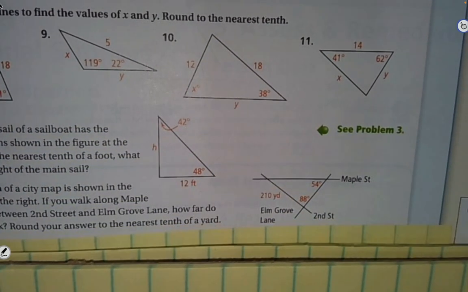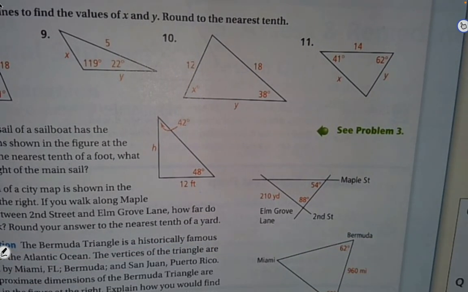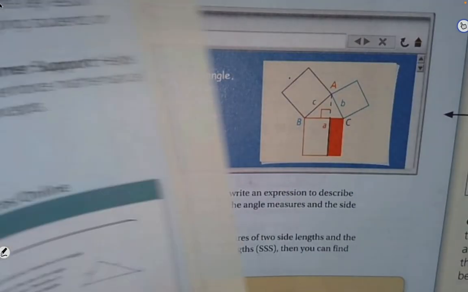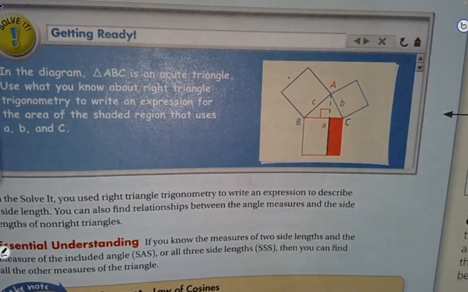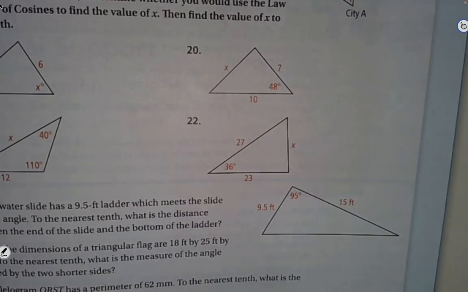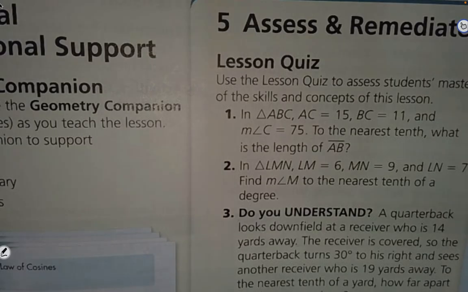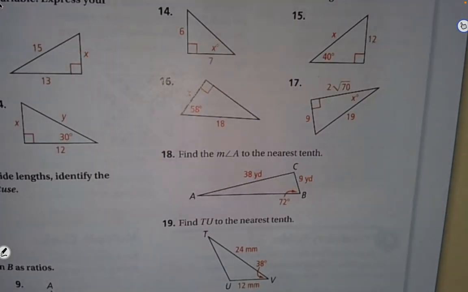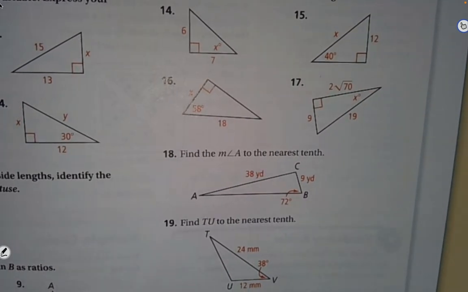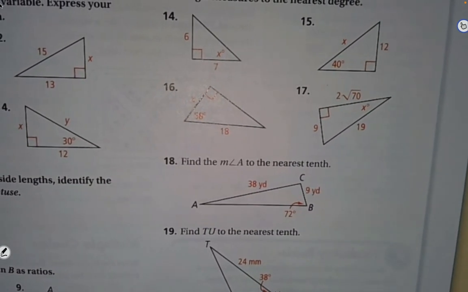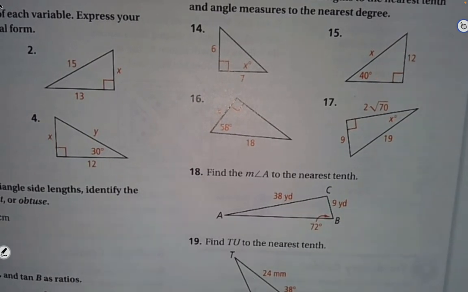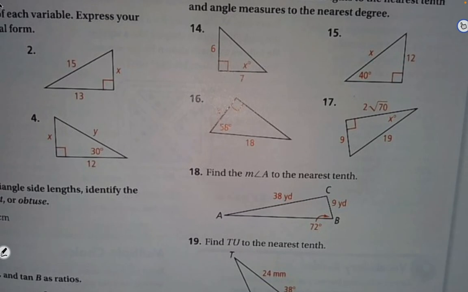Let's see. I gotta find one. Is there one with a line and an angle? I'll look and see if I can find one. I just feel like the beginning, like how to set it up. I don't want law of cosines. That's a right triangle.